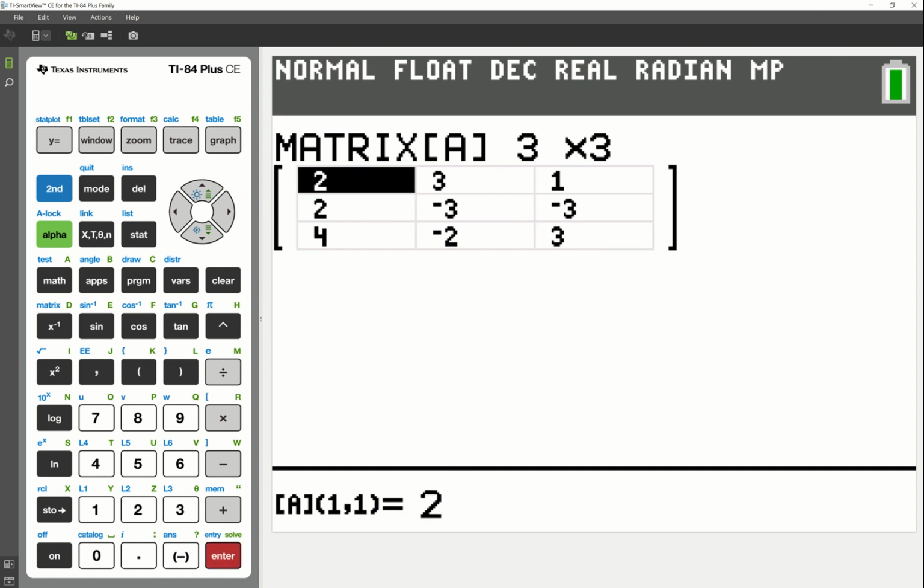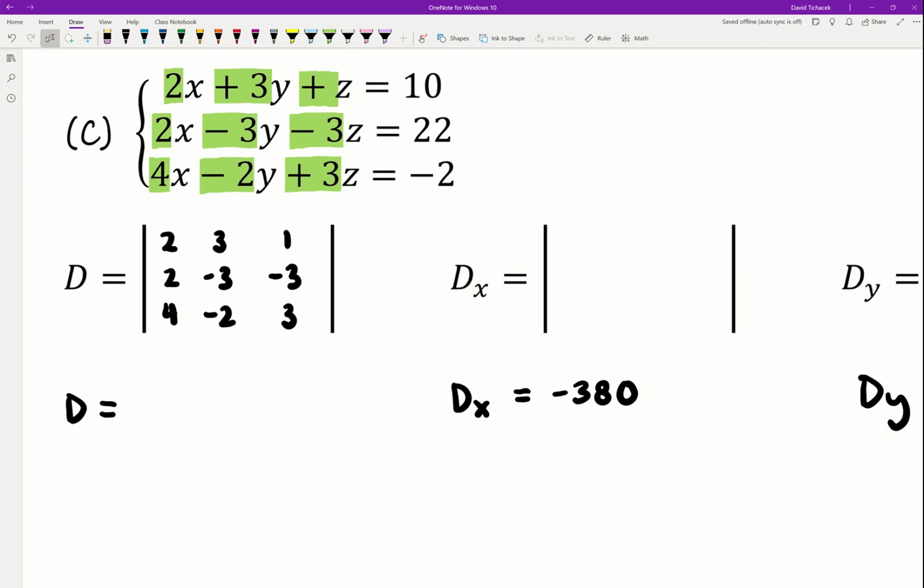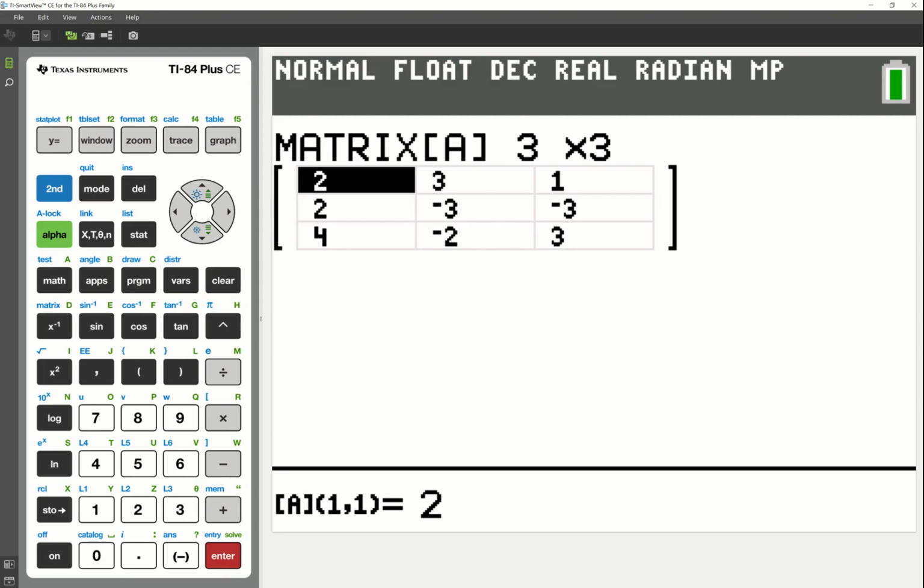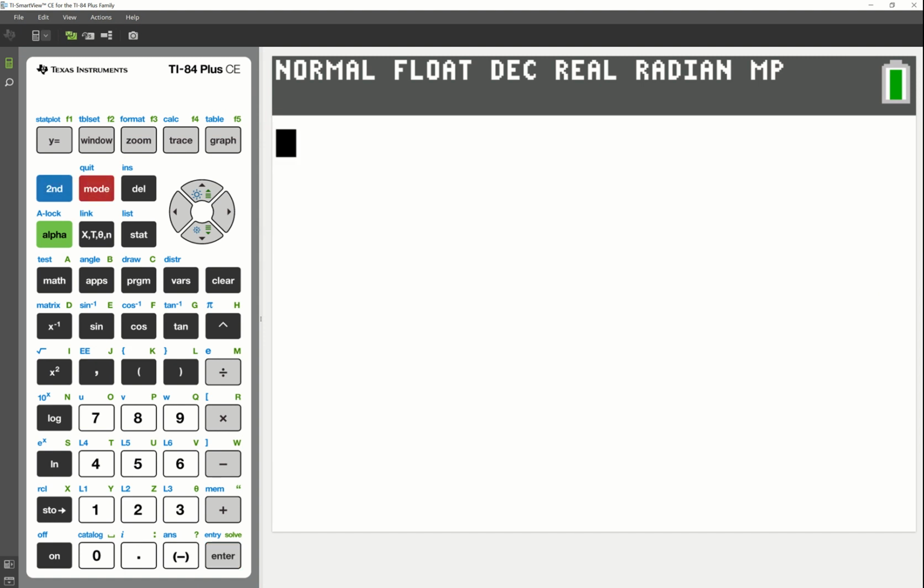Okay? And so, again, what I've instructed you to do in the past is to just make sure that that looks identical to what's on your paper, because you don't want to do a bunch of calculations with a matrix that has an entry that should have been negative when you put it in as positive. You know what I mean? So make sure to really double check that that looks identical to your paper. If it is, we're just going to go ahead and second quit out of this. So second mode. That's going to take us back to our calculation screen here.